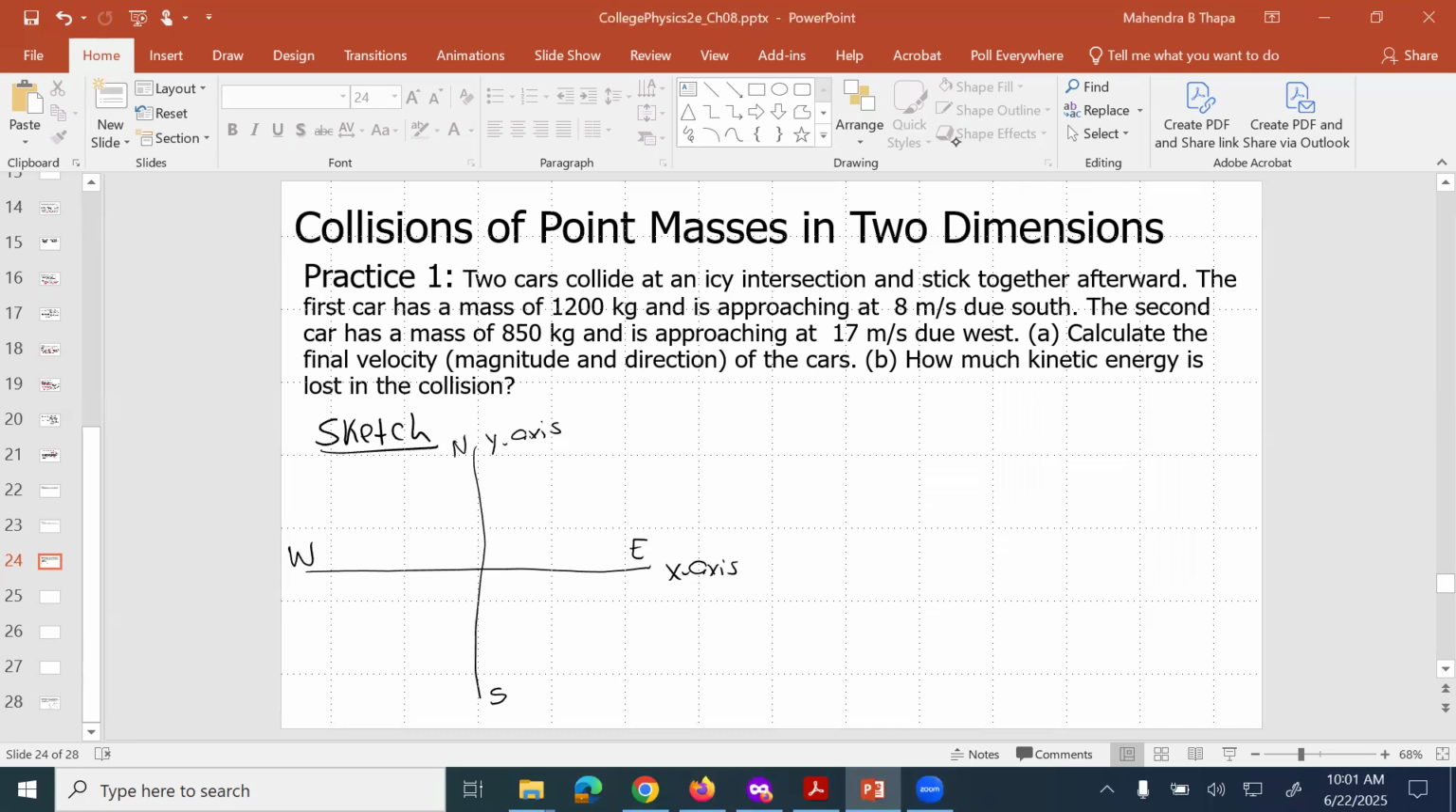According to the question, the first car is heading towards south. So say this is my first car over here, represented by this ball. It has mass m1 and initial velocity v initial 1. The second car has mass m2. It is heading towards west with initial velocity v initial 2. So this is the case before collision.